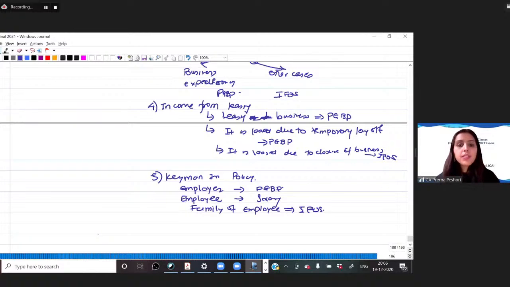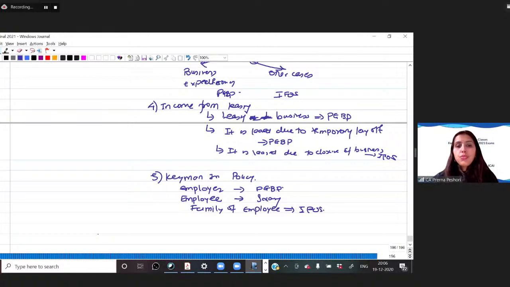Are you clear? Is it clear? So therefore, this interest amount will not be taxed as income from other sources, but will be reduced from the public expenditure account. Clear? Is it clear? Any doubt? Any doubt with respect to this?